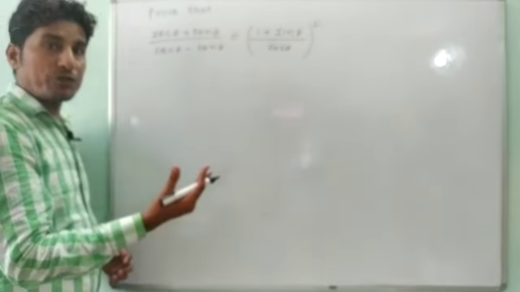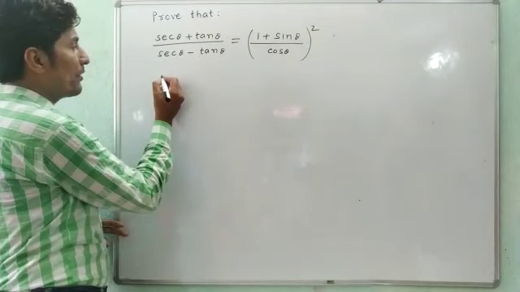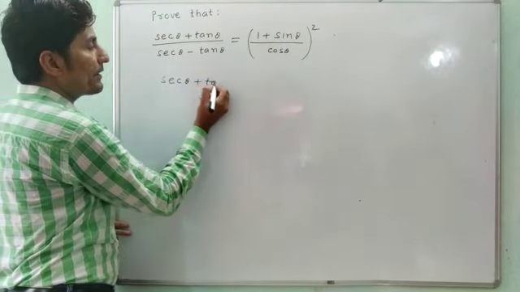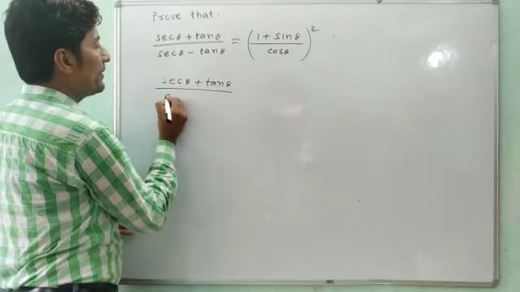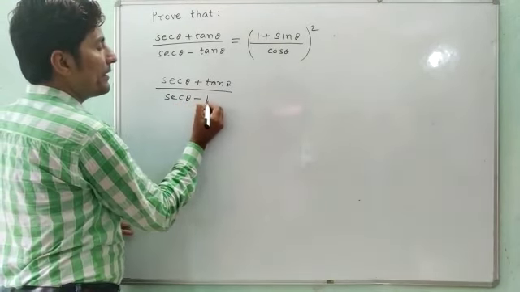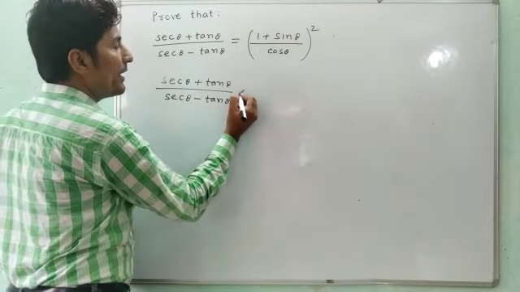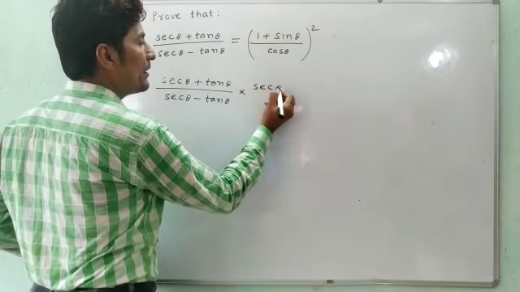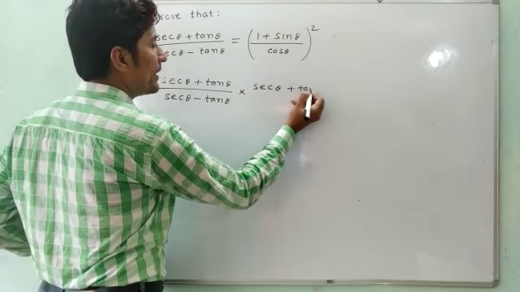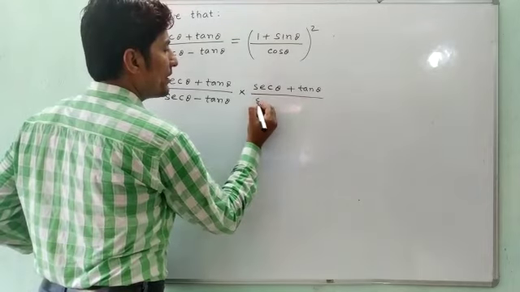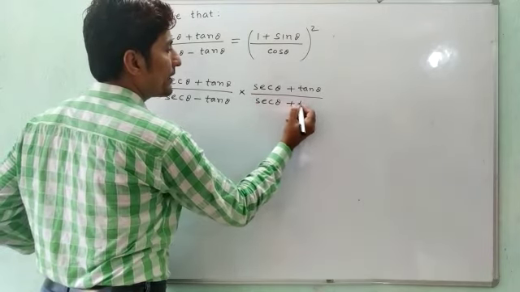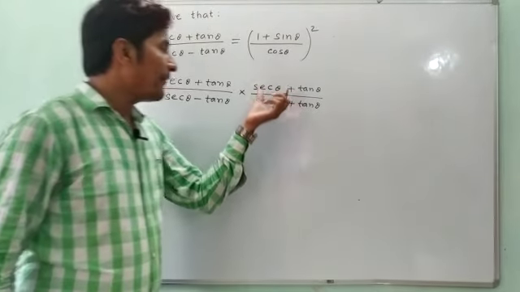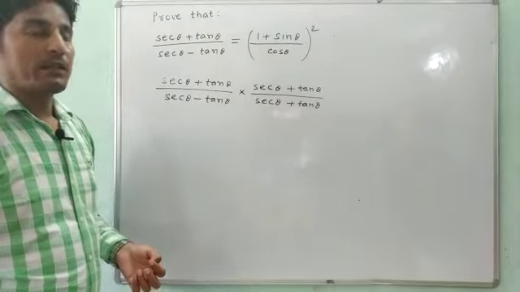We can solve this question by another method also. Let us see how to solve this one. We are having the question sec theta plus tan theta divided by sec theta minus tan theta. Here we are going to multiply this equation by sec theta plus tan theta in the numerator upon sec theta plus tan theta in the denominator. The same factor we are having in the numerator and in the denominator.